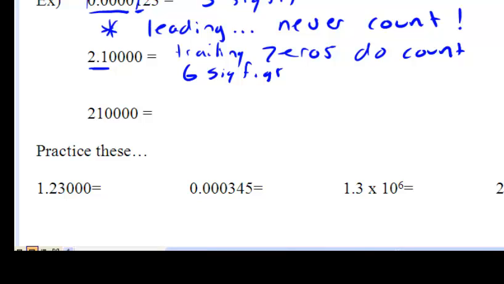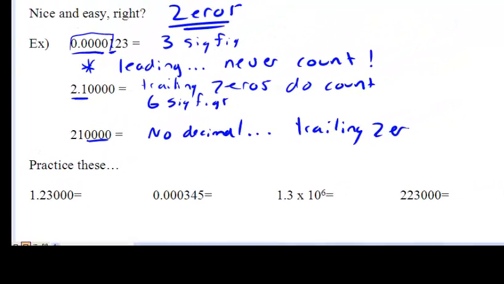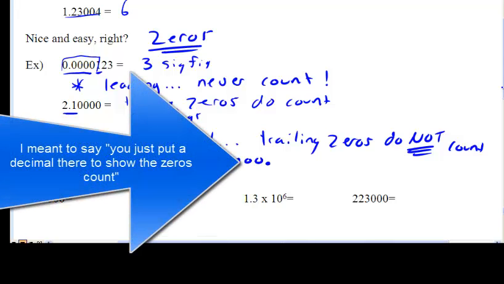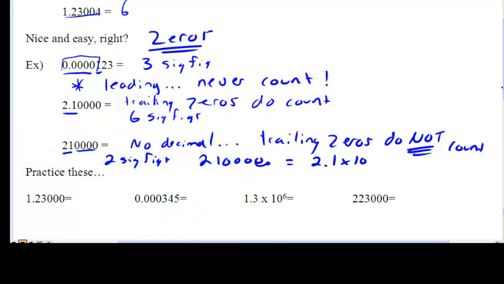So if there's no decimal, the trailing zeros do not count. So in this situation, it would only be 2 sig figs, because if we wanted to show that those are significant, all we'd have to do is put a 0 there. Or we can change it into scientific notation. We can go 2.1 times 10 to the 1, 2, 3, 4, 5. We'll talk about some scientific notation next day in class.